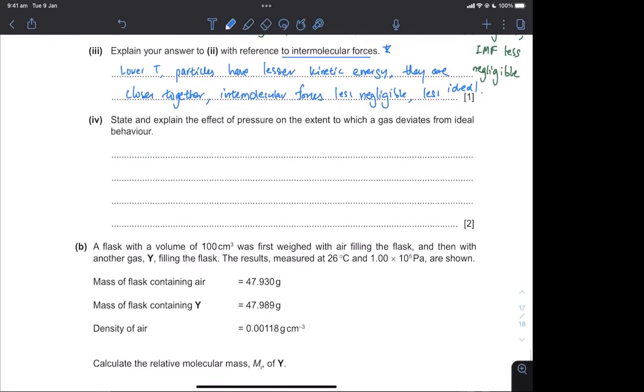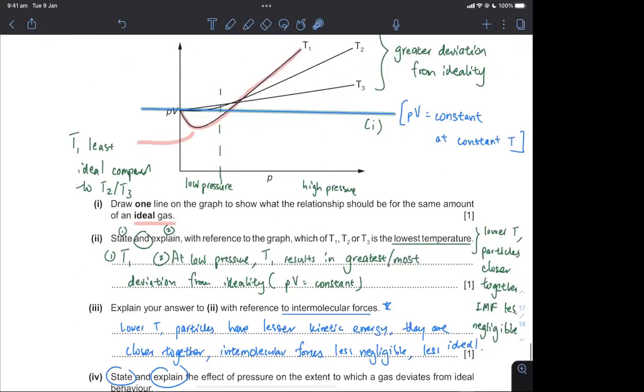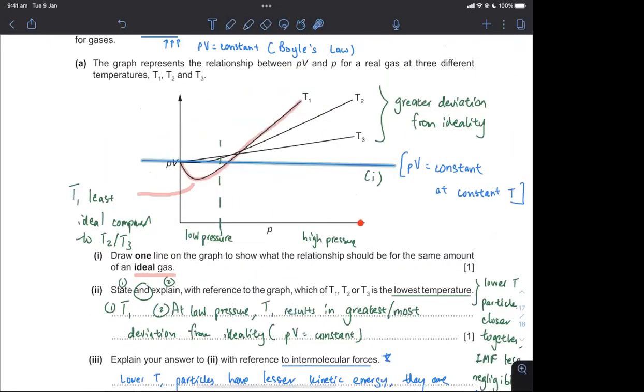Okay. The next thing is state and explain the effect of pressure. This is 2 marks. So we know that at high pressure, gases become less ideal. I'm not going to explain it to you because I already explained it in words earlier. You need to explain it in terms of the particles getting squeezed closer together. So at higher pressure, I showed you the diagram earlier. I think it was you, Isa.